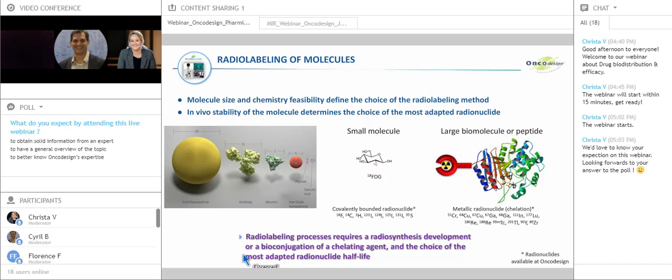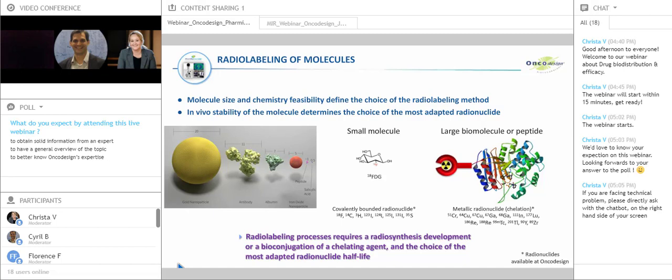So it's a combination between the size, the stability, and the in vivo PK that will decide which radioelement you want. For small molecules, usually we will use a covalent bound radionuclide, because if you do bioconjugation, it will clearly affect your small molecules. So this is not the proper way to follow up. So for small molecules, we will work usually with C14, tritium, iodide elements. And fluor is also one of the best ones to use. It's really depending on your PK and the half-life of your compounds.